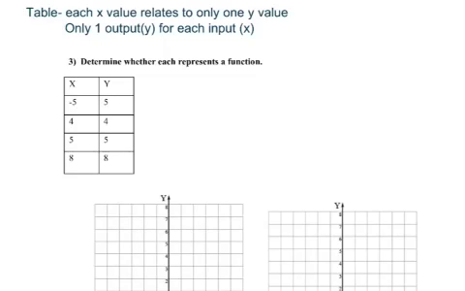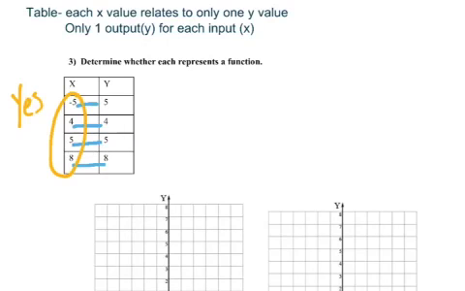I have an x value of -5, which only goes to one y value. An x value of 4 only goes to one y value. An x value of +5 goes to one y value. And an x value of +8 only goes to one y value. Since each x only goes to one y value, yes, this is a function. It's all right if you don't quite understand that at this point because I'm going to show you situations that it works and situations that it does not work.